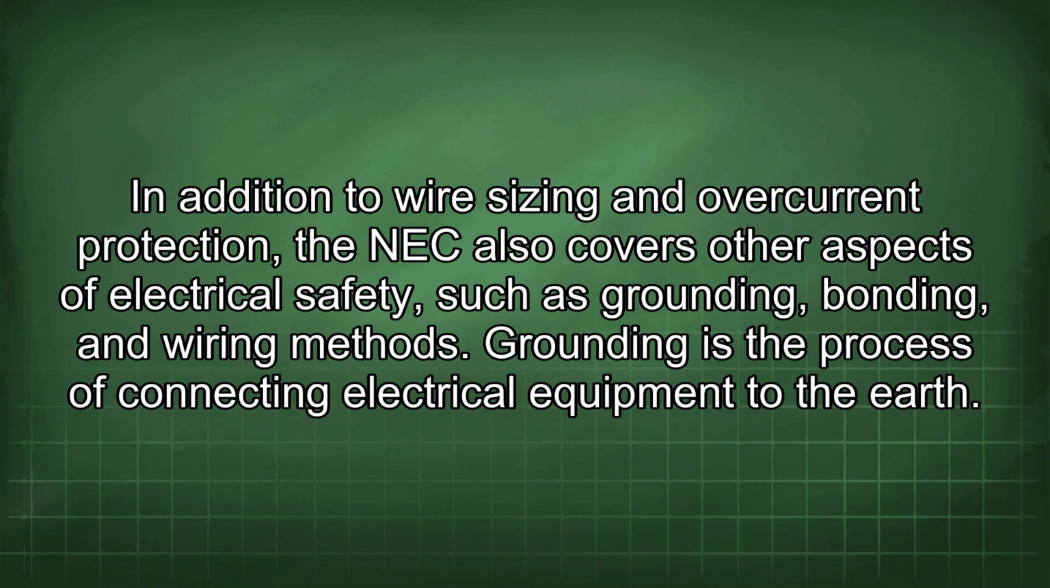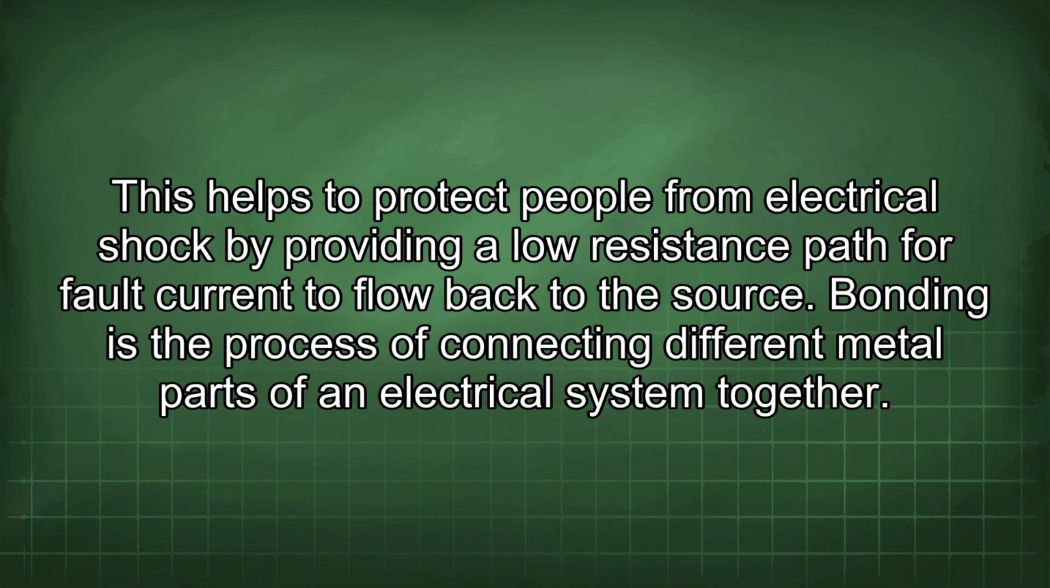In addition to wire sizing and overcurrent protection, the NEC also covers other aspects of electrical safety, such as grounding, bonding, and wiring methods. Grounding is the process of connecting electrical equipment to the earth. This helps to protect people from electrical shock by providing a low resistance path for fault current to flow back to the source. Bonding is the process of connecting different metal parts of an electrical system together.